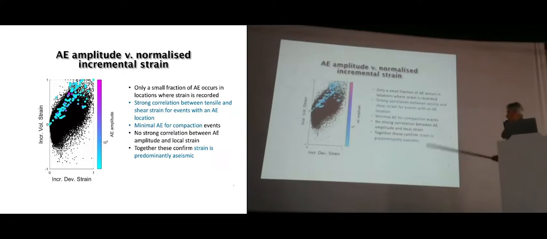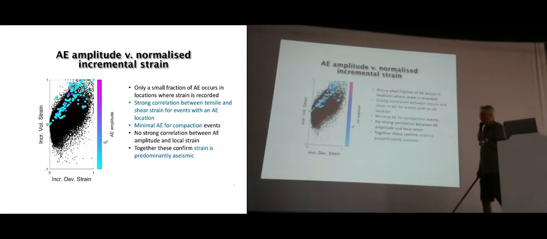So only a small fraction of acoustic emissions, this is because we've got a very small number of them, occur in locations where the strain is recorded. There's a strong correlation between tensile and shear strain for events with an acoustic emission location. There's minimal acoustic emission for compaction, which is a pity, but you can imagine why that might be the case.